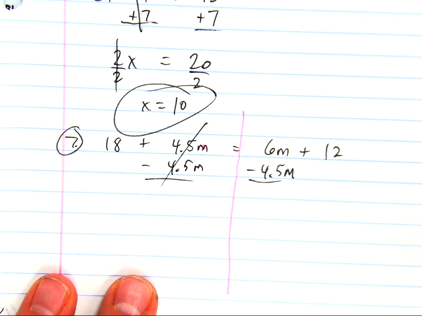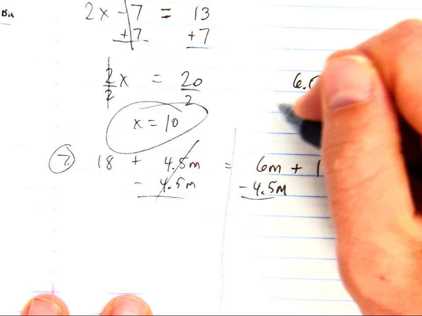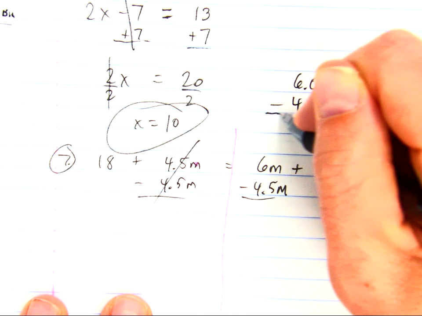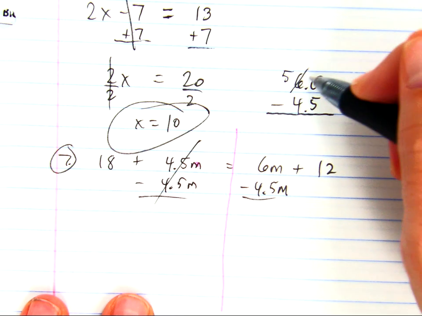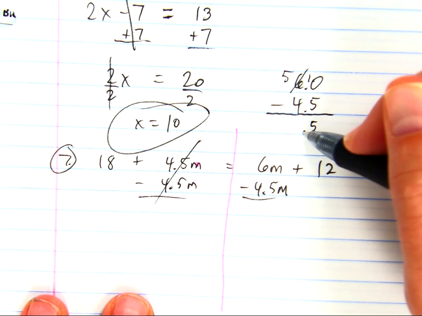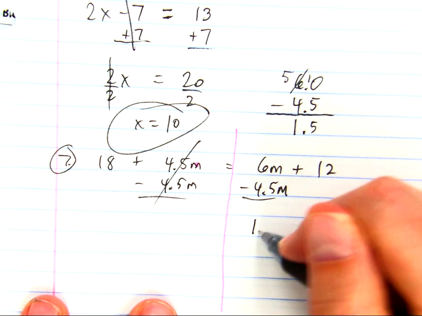Let's bring back some 6th grade memories. 6th grade memories is 6.0 minus 4.5. You must line the decimals up. Borrow from this. Make that a 10. Bring the decimal directly down. 5 minus 4 is 1. So we're talking about 1.5 m.